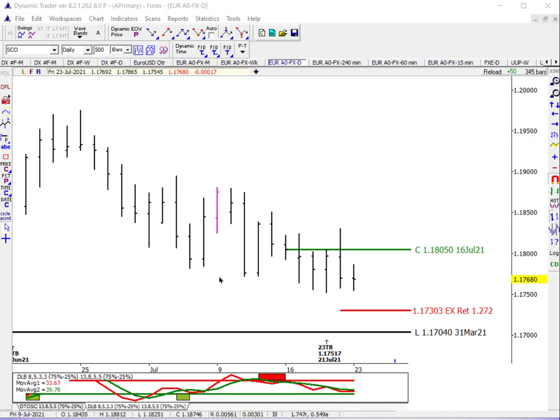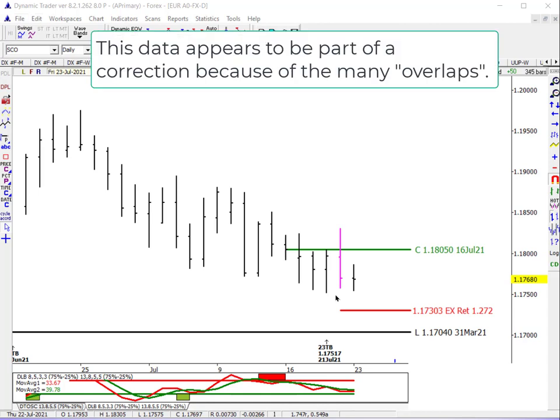The primary guideline to help us identify a correction is the overlap rule, or overlap guideline. In this case we have a decline, and then the market comes up and trades within the range of the prior decline, makes a new low, comes back up, trades in the range, makes a new low, comes back up, trades in the range. This is not impulsive, just in general. It's corrective, more than likely anyway. So if you look just at this data, it would look very much corrective.